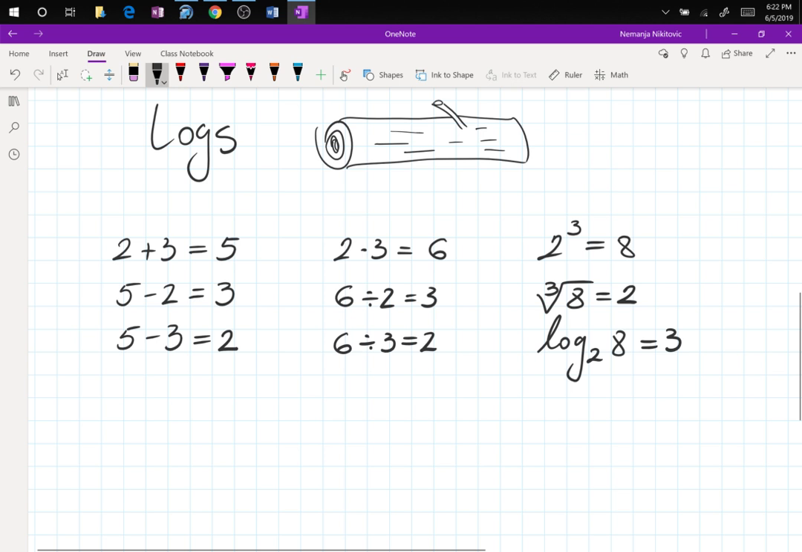Is log a function? No. Addition is not a function. Multiplication is not a function. It's an operation. Now, do we actually create functions with logs? Sure. But you create functions with everything else. X plus 3 becomes a function. X minus 2 becomes a function. 2x is a function. 6 over x is a function, right?